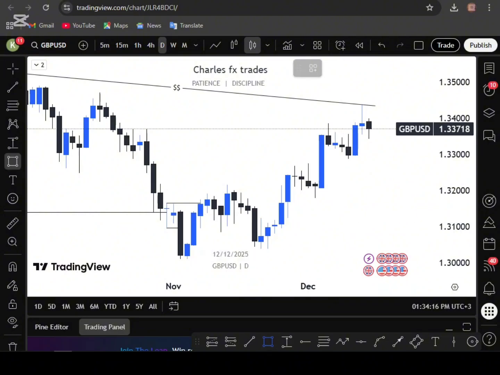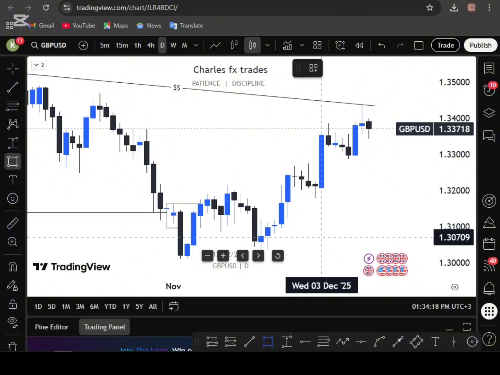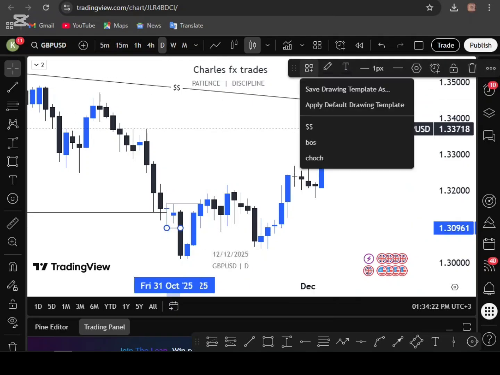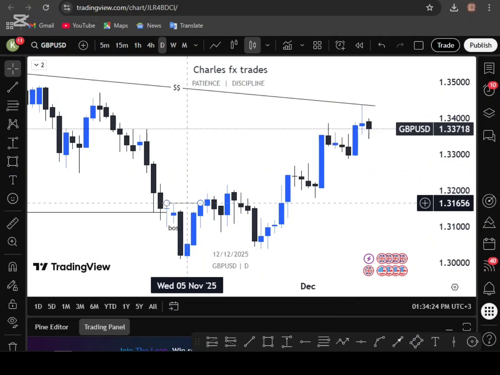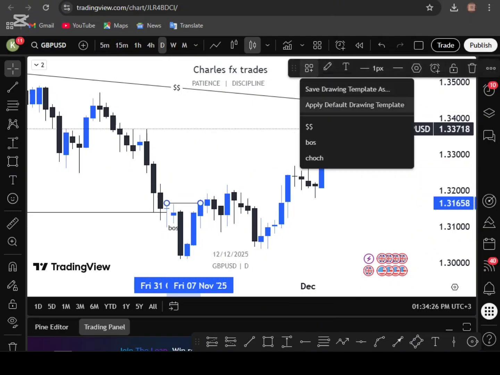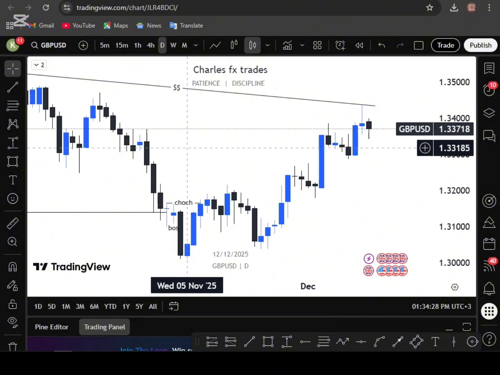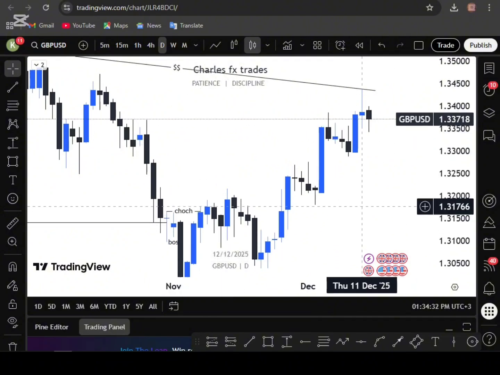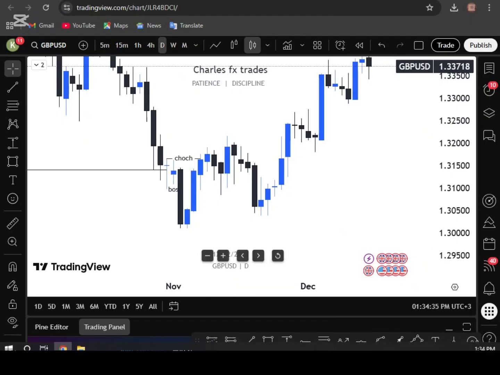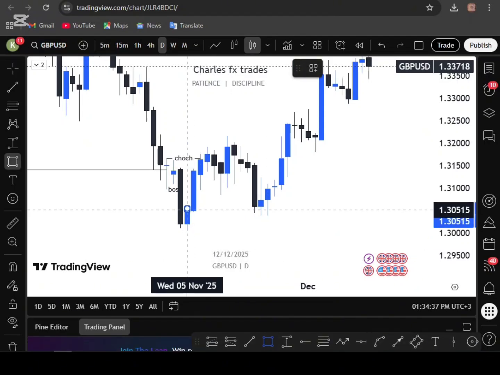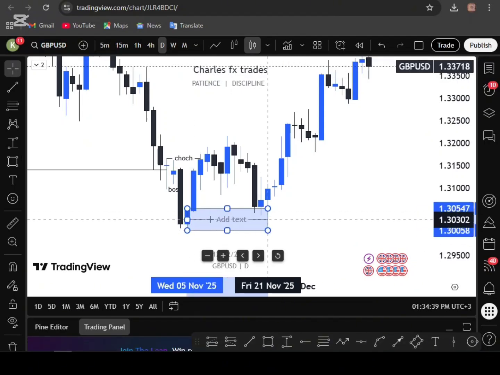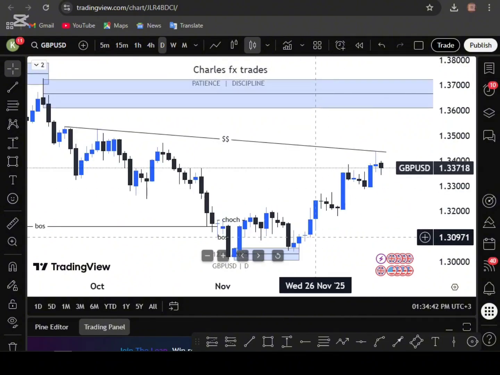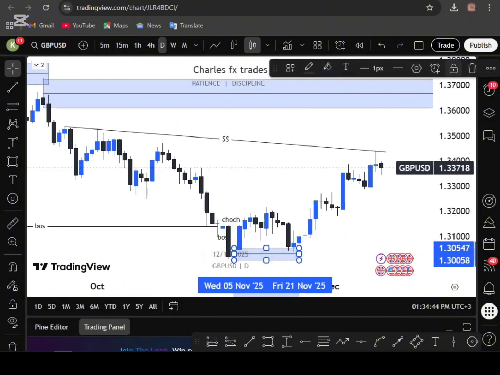So when the market gave us a change of character here, this was a break of structure. Let me mark it for those who are not acquainted with the market structure. The market gave us a break of structure, it gave us a change of character, and then it reacted off this zone, meaning we are now ready to trade a reversal trend.